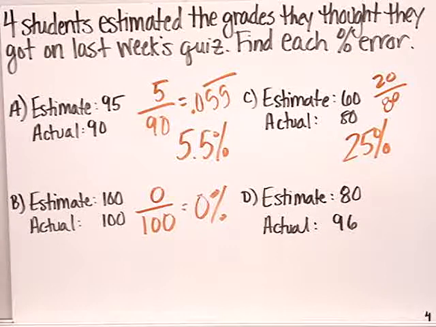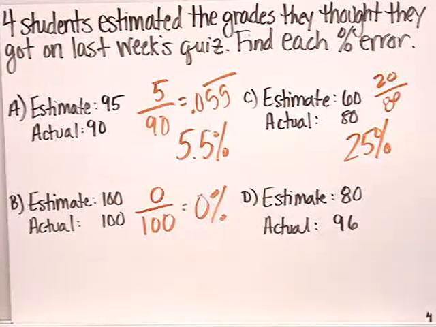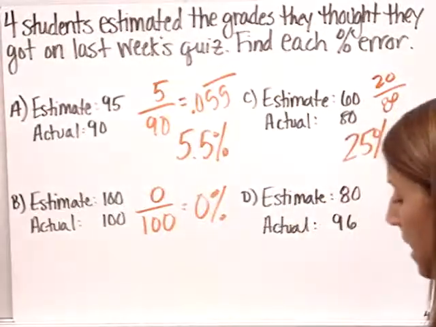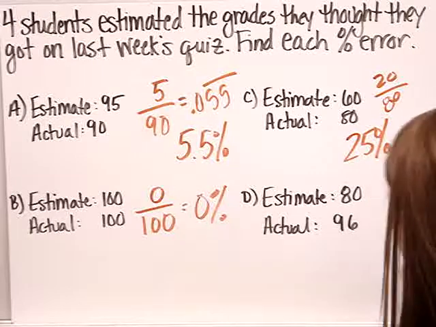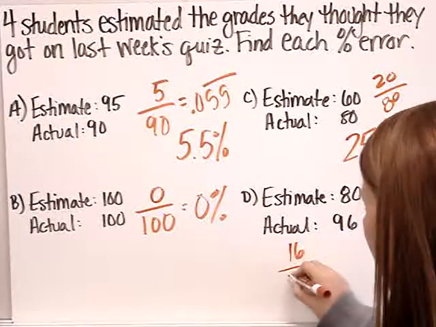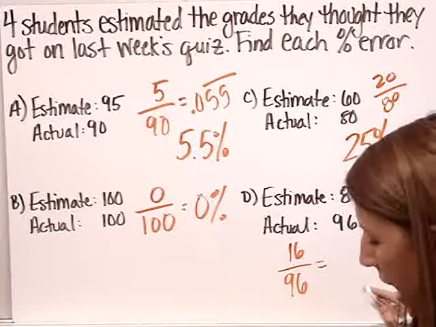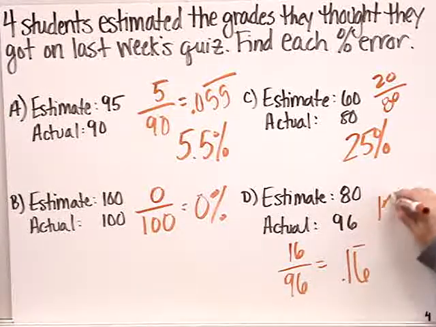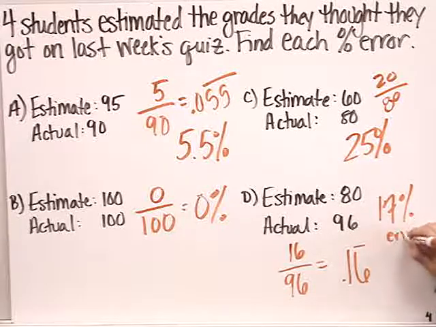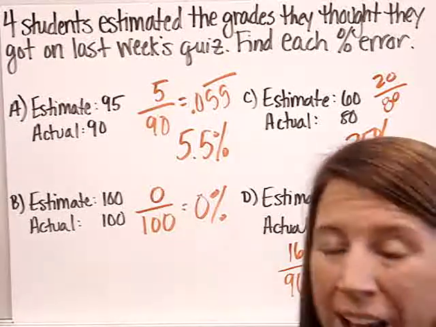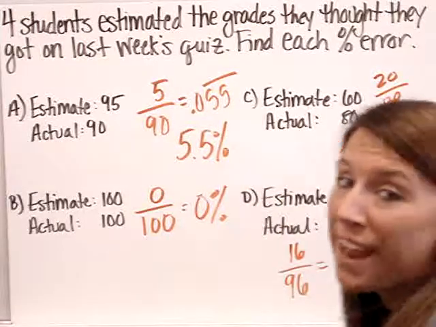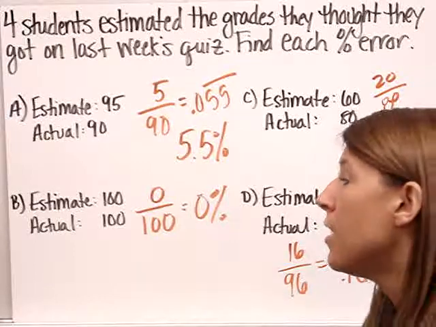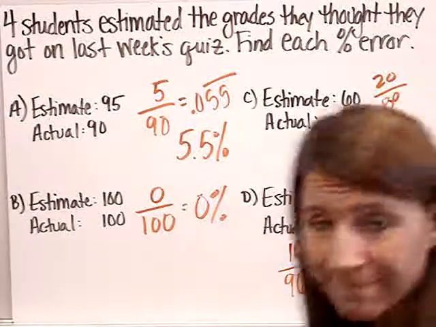And then lastly, I have a student who assumed they would get an 80 on the quiz and earned a 96. So that's a difference of 16 out of the original, which is 96. Looks like this. And that turns out to be 0.16 repeating. So that's about 17% error. Okay? So the closer your estimate is to the actual, the smaller your percent error. The further away you are from your actual value, the larger your percent error.